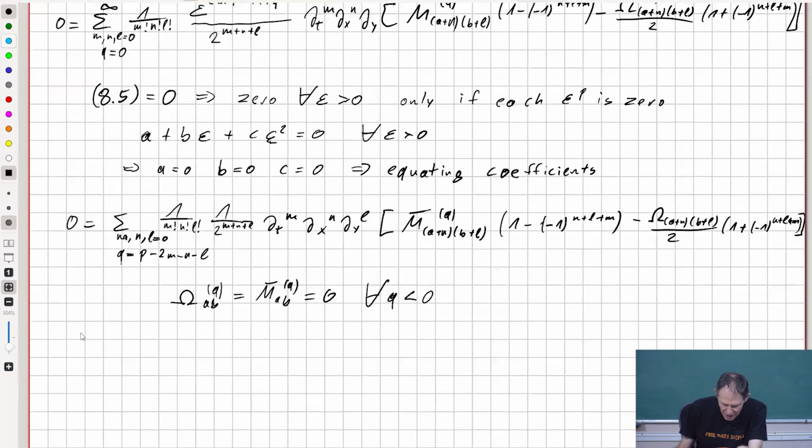So what does this help us? Now we have to assume a certain value for P. A certain value for P, for example, P equal to 0, means we look at the part of the equation that comes with epsilon to the power of 0, right? So if we put epsilon to the power of 0 here, then P is equal to 0. So this only works when M, N, and L are also equal to 0.